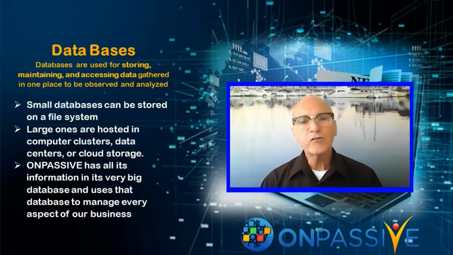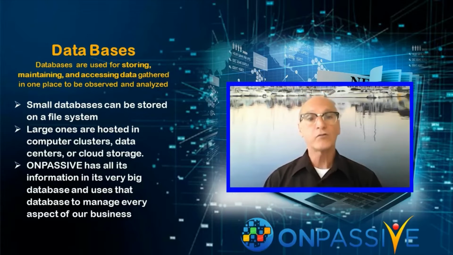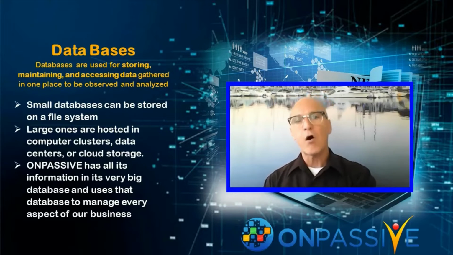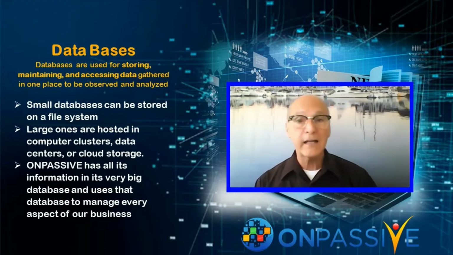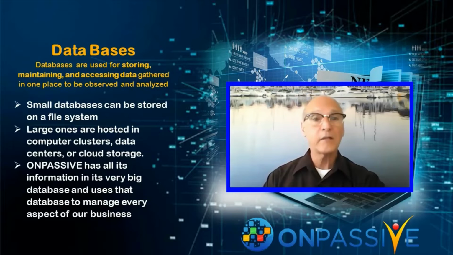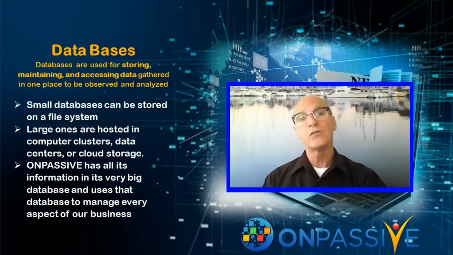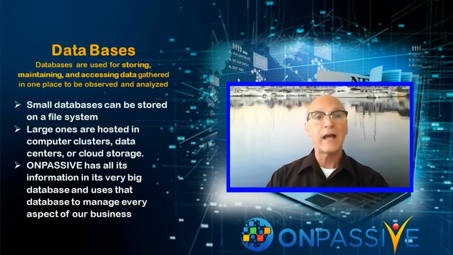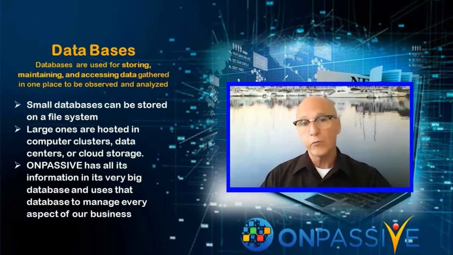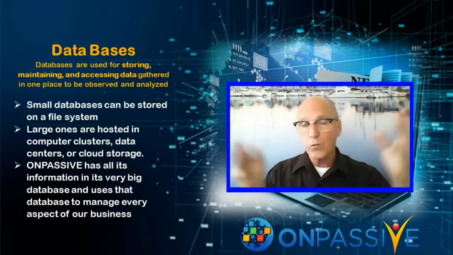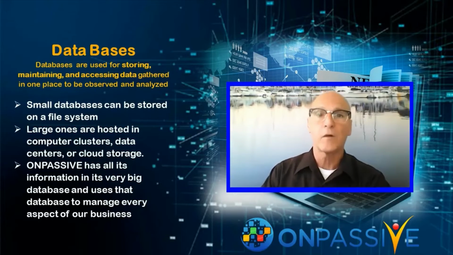However, the large databases, the big ones, are hosted in computer clusters, data centers and cloud storage, right? So Onpassive uses databases. It's got a huge one. It's got all its information, its locations, its founders, its employees, its finances, its products, its company profiles, everything in a very big database, and it uses that database to manage every aspect of the business, because you can go in and run queries, you can sort stuff, and it's miraculous what it can do, right?